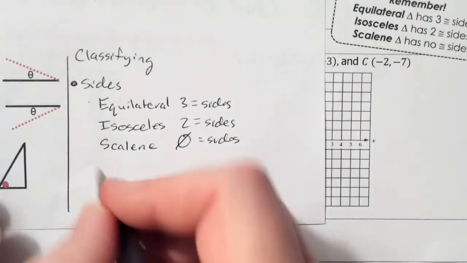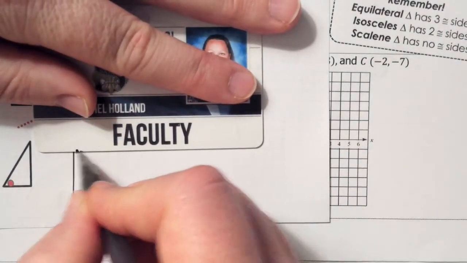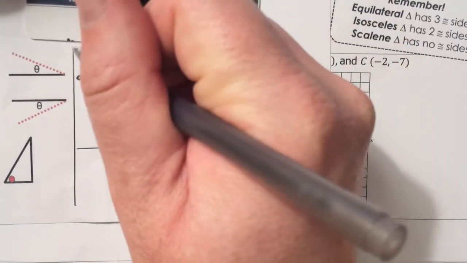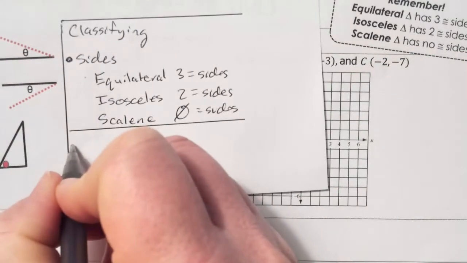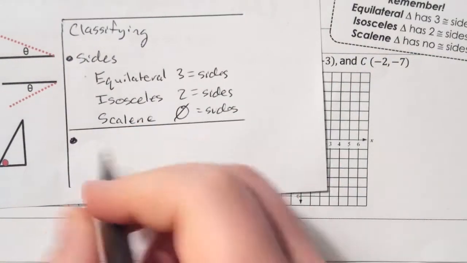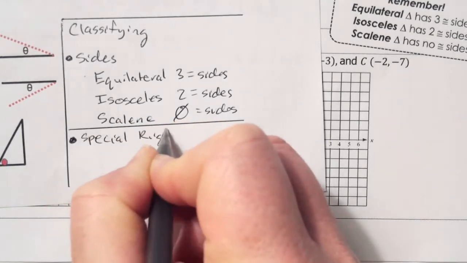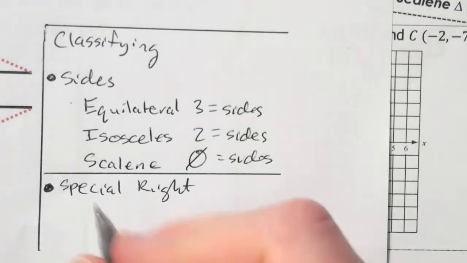Okay, and then we're going to be classifying by something else as well. So still classifying. This is by special right. I'll just zoom in just a little more. Okay, so we're going to be getting to this.